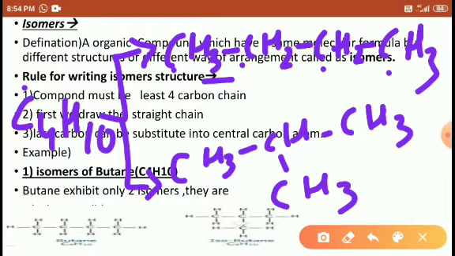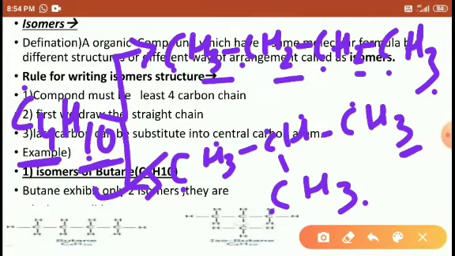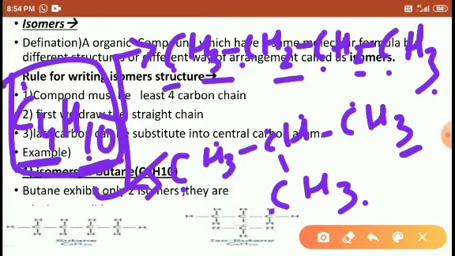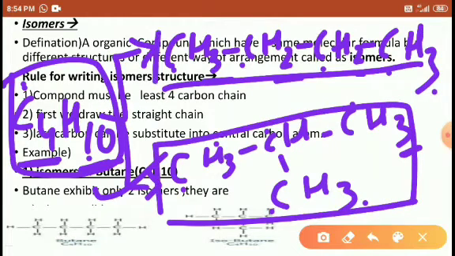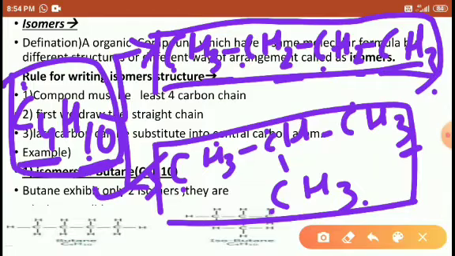How many hydrogens? 3 plus 2, 5 plus 2, 7 plus 3, 10, the 10 hydrogens. So count the second structure here. Second structure, 1, 2, 3, 4 carbons. How many hydrogens? 3 plus 1, 4 plus 3, 7 plus 3, 10 hydrogens. So both have the same molecular formula, but this structure and this structure are different from each other. Right? Same molecular formula, different structural formula, is called isomerism.